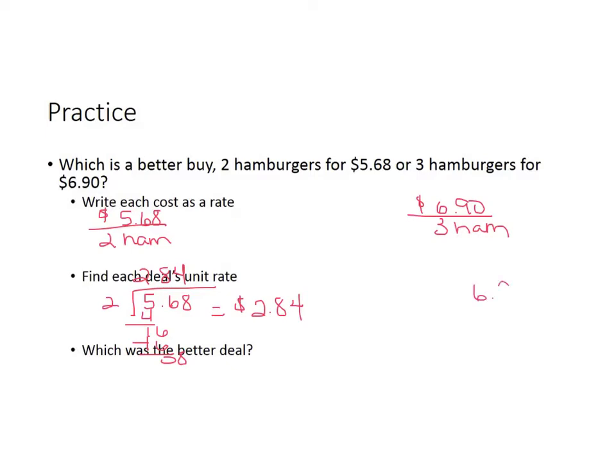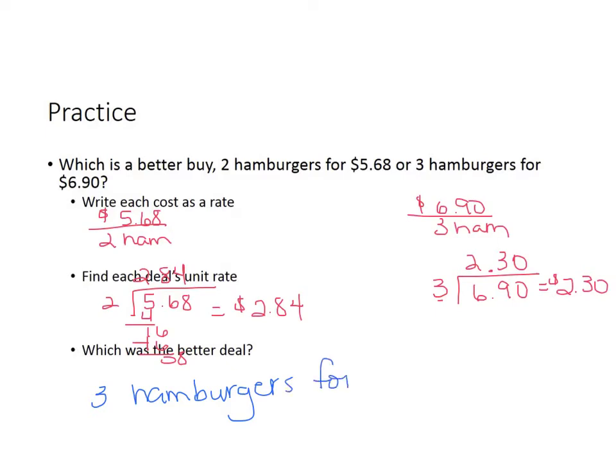Over here we have $6.90 divided by 3. 3 goes into 6, 2. 3 goes into 9, 3. And 3 goes into 0, 0. So those are $2.30. So if you notice which one was the better deal is 3 hamburgers for $6.90, because those hamburgers are only $2.30 a piece, whereas at the other deal you're paying $2.84 a piece.